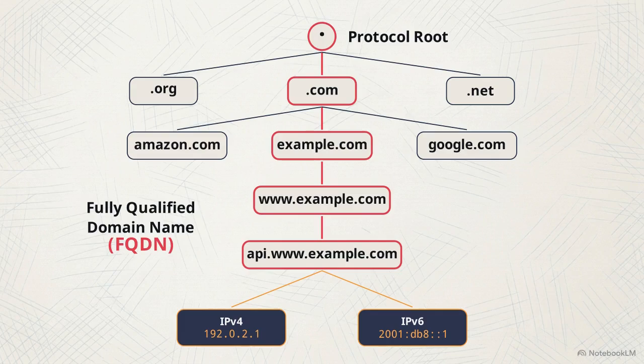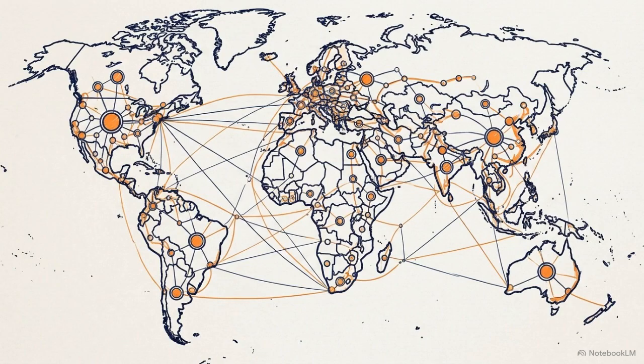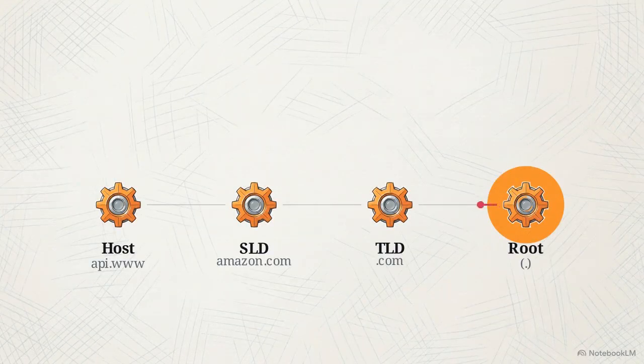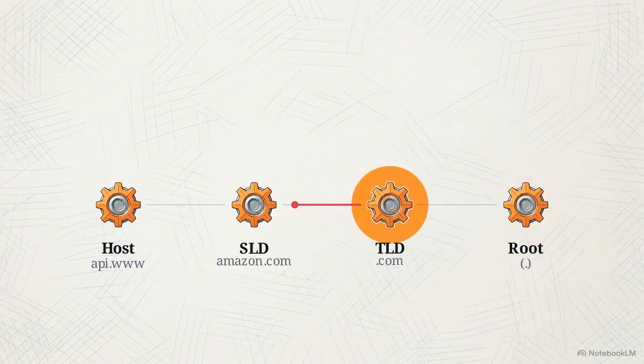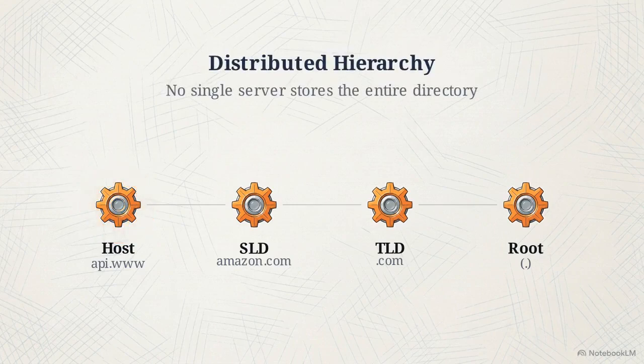a specific host. This right-to-left hierarchy allows the global network to shard and delegate resolution. Because each layer only needs to know the location of the layer directly below it, the system can resolve any hostname without a single server needing to store the entire Internet's directory.